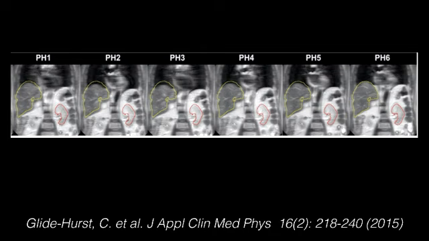Here's an example study from Carrie Glidehurst's group, one of the pioneers in this area. And you can visualize the liver here, you'll see, and soft tissue. And you can also watch motion during treatment. Here you can see the liver moving down and then up.